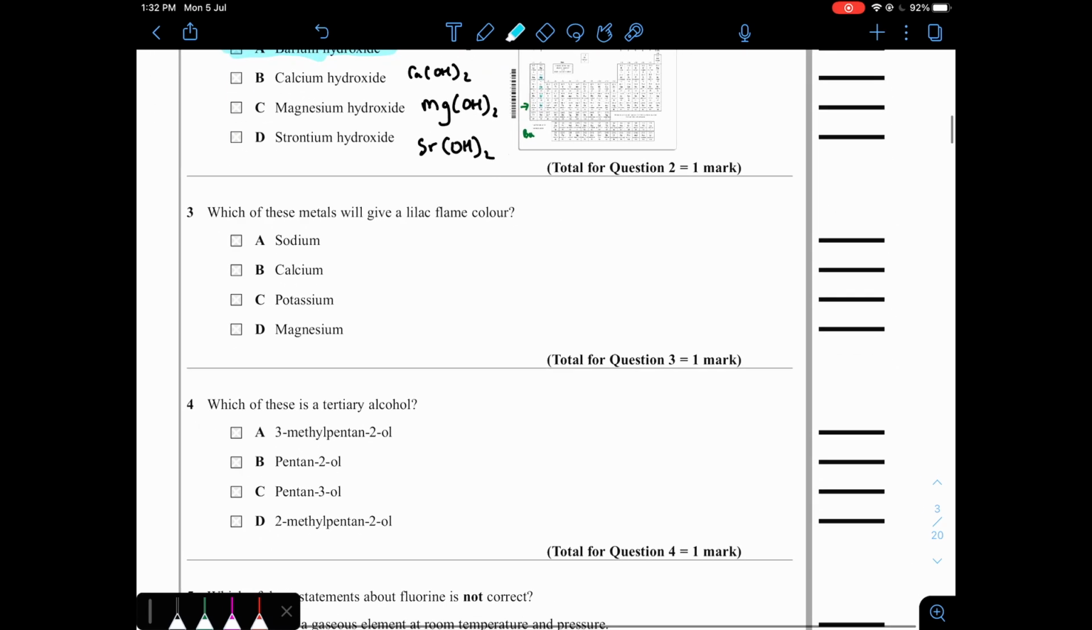Next, which of these metals give a lilac flame? So we know that sodium gives a yellow flame, and calcium gives a brick red, orange red flame. Potassium gives a lilac flame, right? Magnesium gives a white flame. So having this knowledge now, we know that they're asking for the lilac flame. So the answer should be C, potassium, because that's the only one that matches the question.